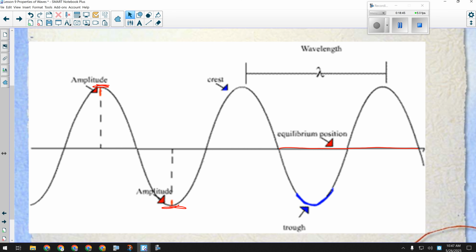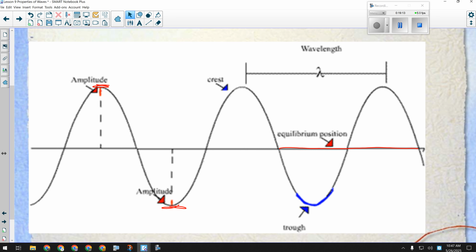The wave in this equilibrium position is on its way up. Here, the wave is on its way down. So from this on its way down to the next on its way down are still one wavelength apart. Okay? Equal successive points on a wave are one wavelength apart. That's going to be measured in meters. Obviously, it's a distance, so it's going to be measured in meters.